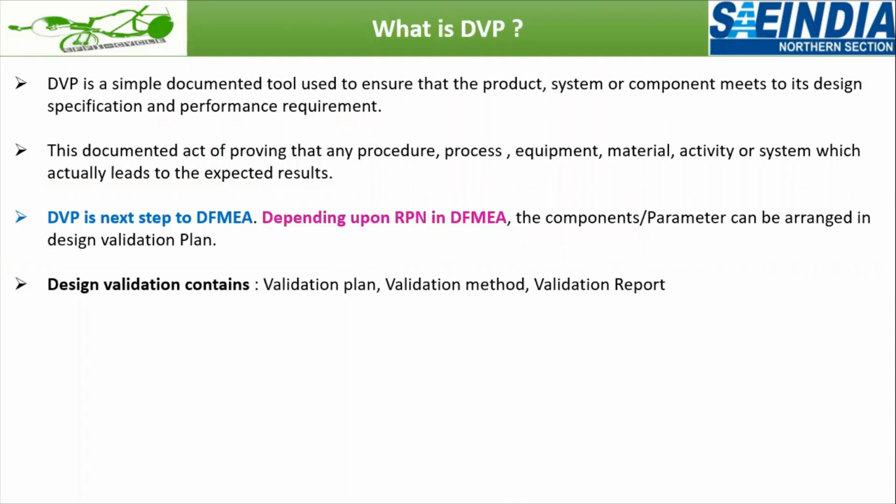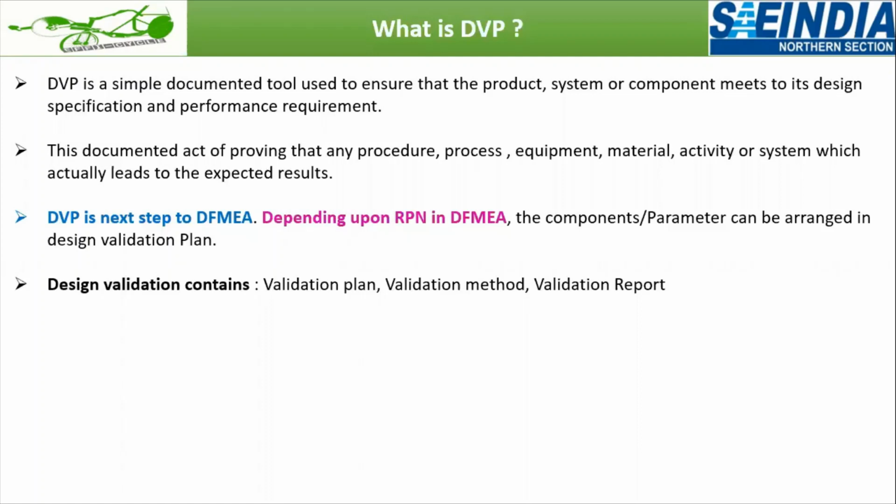DVP is a simple documented tool used to ensure that the product, system or component meets its design specification and performance requirement. This document proves that any procedure, equipment, process, material, or activity actually leads to the expected result. DVP is the next step to DFMEA. Depending upon RPN in DFMEA, the component or parameter can be arranged in the design validation plan.